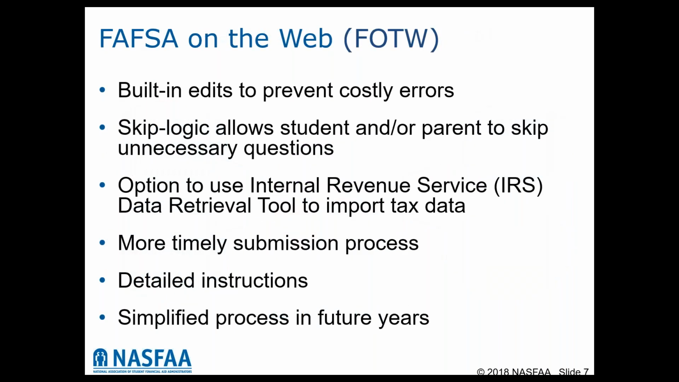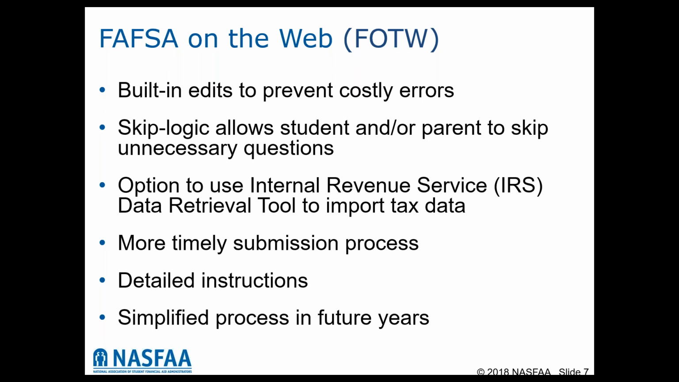As I mentioned, the FAFSA on the web has built-in edits to prevent the families from making costly mistakes. For example, if the student says that their date of birth is July 15th of 2020, FAFSA on the web knows that's an illogical response and will pop up an error message and ask the student to correct that information. FAFSA on the web also has skip logic built into it that allows students and parents to skip unnecessary questions. So if the student is a female, it will not present the student with information regarding selective service registration. And if the parents say that they are divorced or separated, it will know to only seek information for one parent.